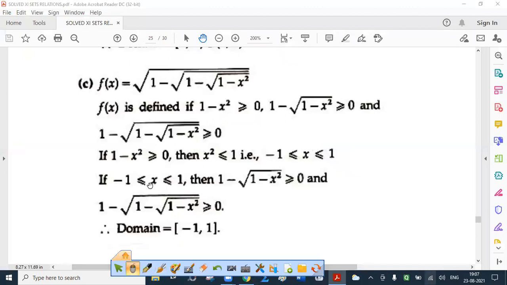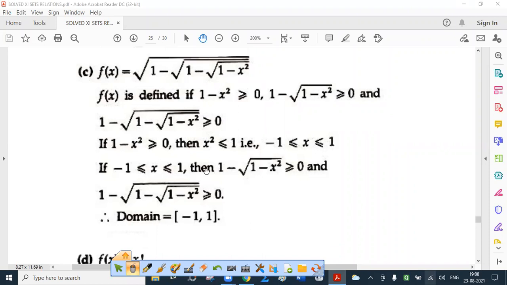If minus 1 is less than or equal to x less than or equal to 1, what can we say about this? Yes, it is definitely positive. Not only this, but this part is definitely positive. So the domain is closed interval minus 1 to 1. This is C part.